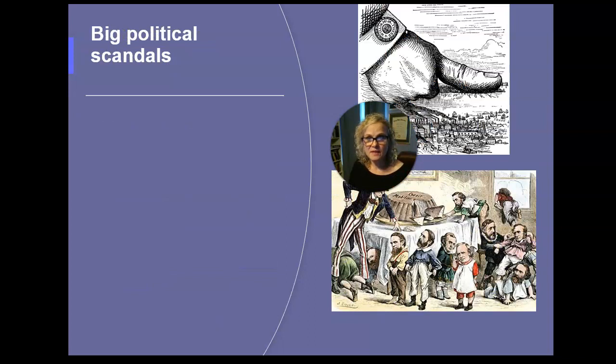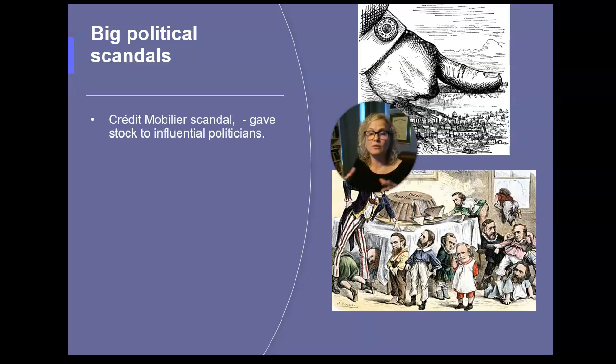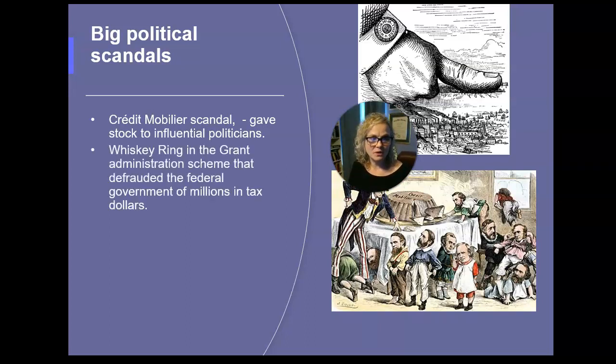There were a couple of big scandals that broke out. One was the Crédit Mobilier scandal. A corporation was formed by Union Pacific Railroad stockholders. They made contracts with themselves. They sold stock and gave stock to politicians to keep them quiet and have them rule in their favor. When that broke out, it was one of the biggest scandals that happened. Also, the Whiskey Ring, with the Grant administration, defrauded the federal government out of millions of dollars. So again, there were a couple of really big political scandals.